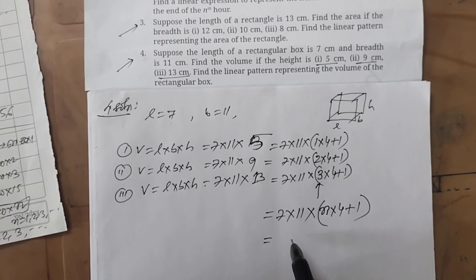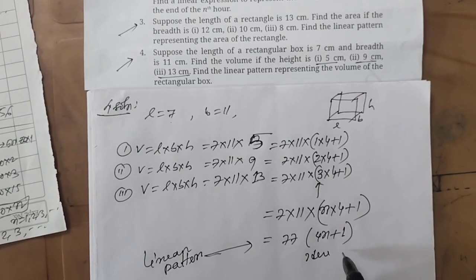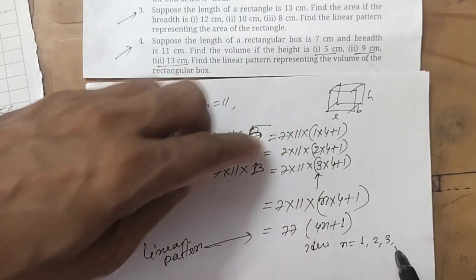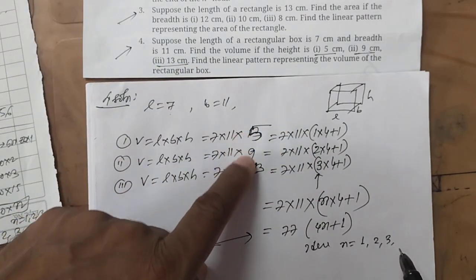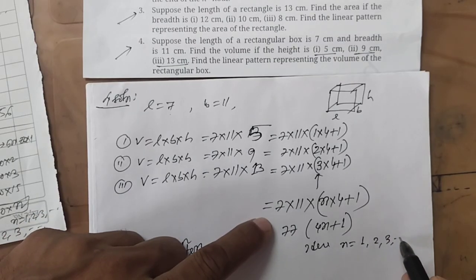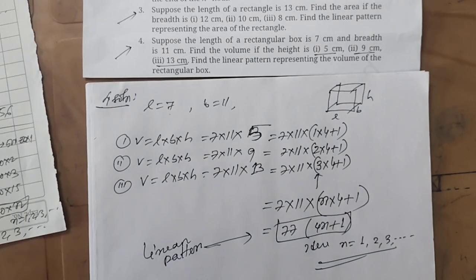So this will be the linear pattern. You can simplify it: 7 times 11 is 77, into 4n plus 1. This will be the linear pattern. Here n is the variable. Here what is the value of n? You see, n value is 1, 2, 3. If we go on increasing in this pattern, 5, 9, 13, then n will come 4, 5, 6 like that. So this is the linear pattern. Okay.